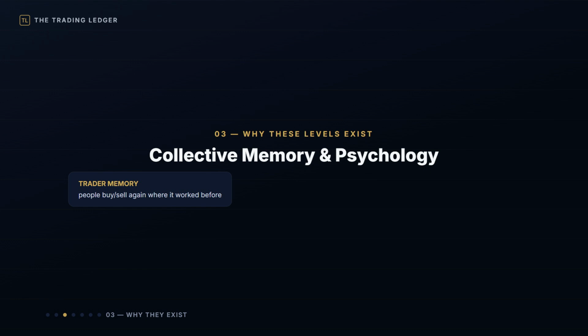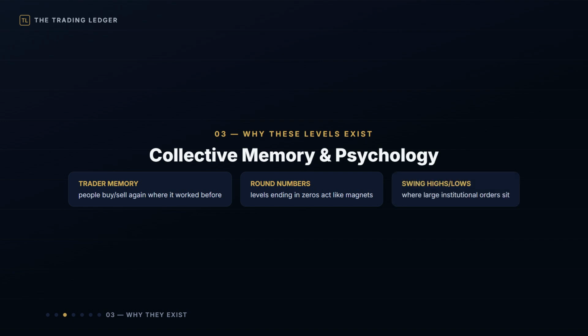There's also a simpler force at play: round numbers. Price levels ending in a long run of zeros act like magnets. Psychologically, humans round numbers up in their heads, and huge numbers of orders tend to cluster around them. And finally, previous swing highs and swing lows, the exact points where price has turned before, tend to be where large institutional orders sit, waiting. Put it all together and you get real, repeatable price levels, even though nobody drew them on the chart for you.